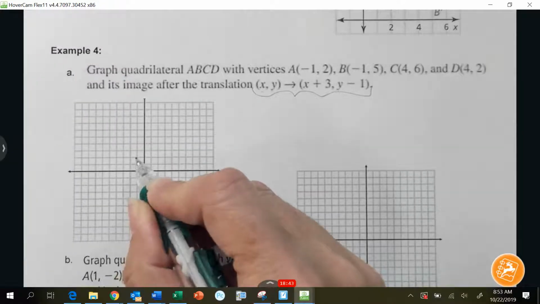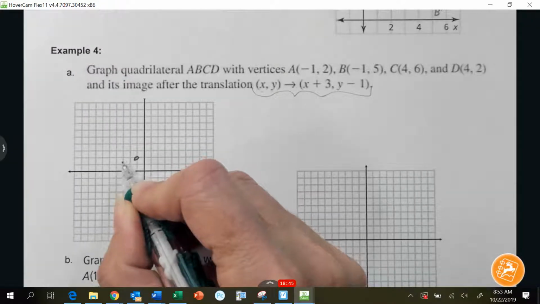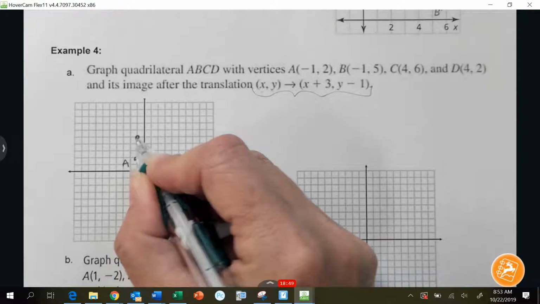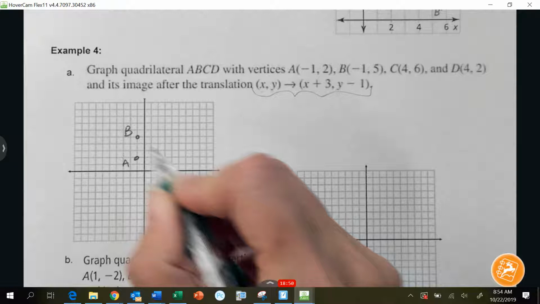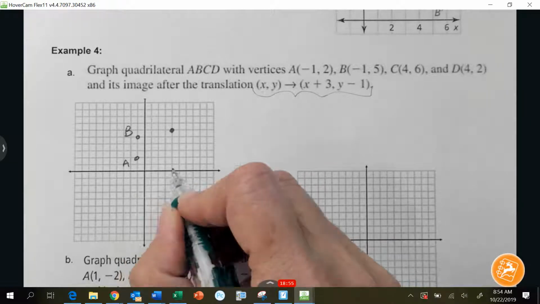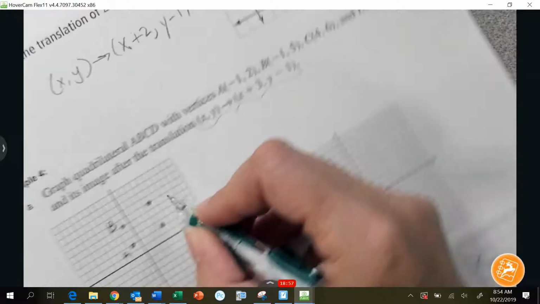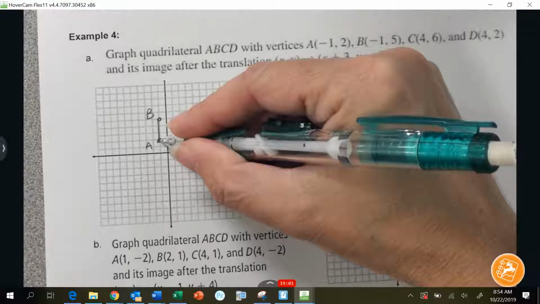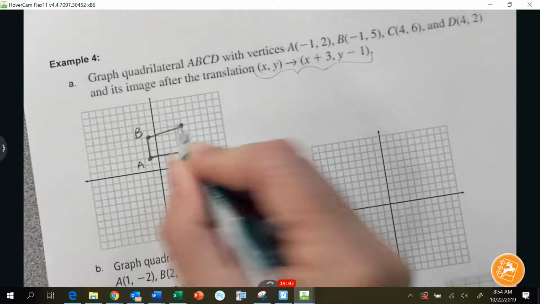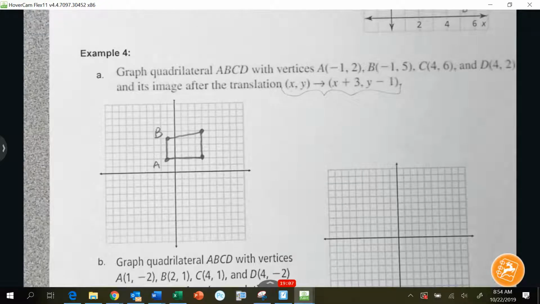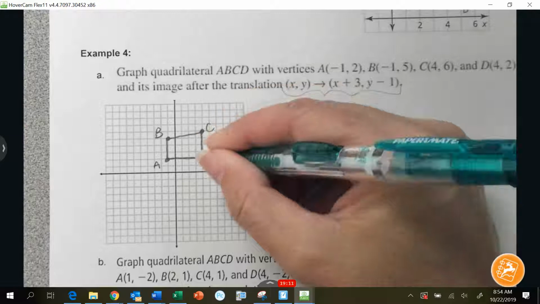So -1, 2 is A. -1, 5 is B. C is 6. D is 4, 2. And I gave you these 10 by 10 graphs, so it might take you a little bit less time to graph. I try to keep them all the same so you guys get used to the 10 by 10s and it's easier. Oops, I forgot to label though. C, D.